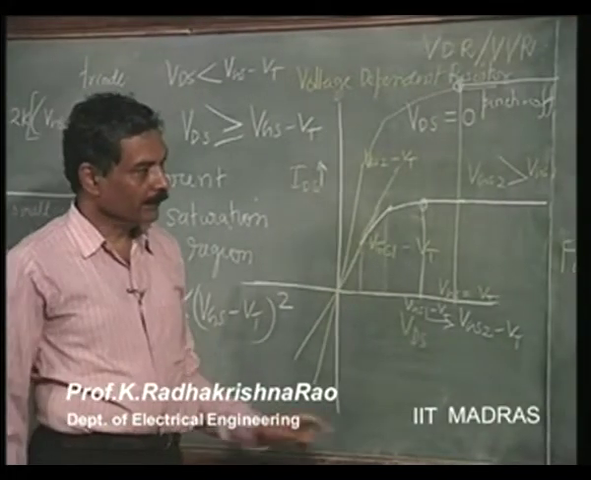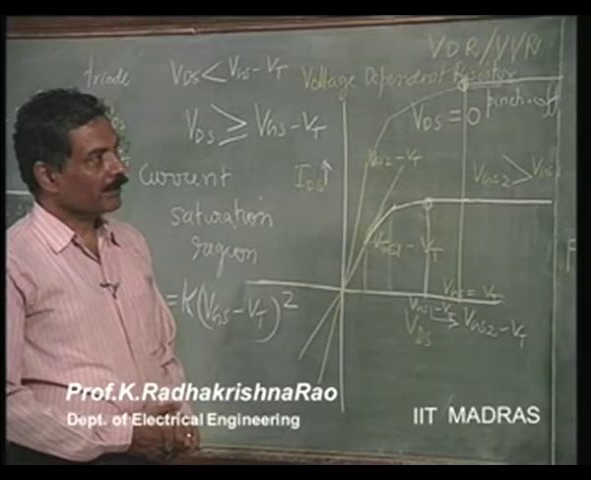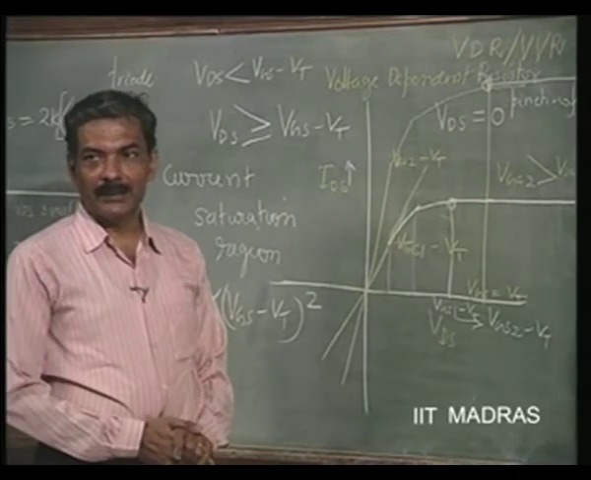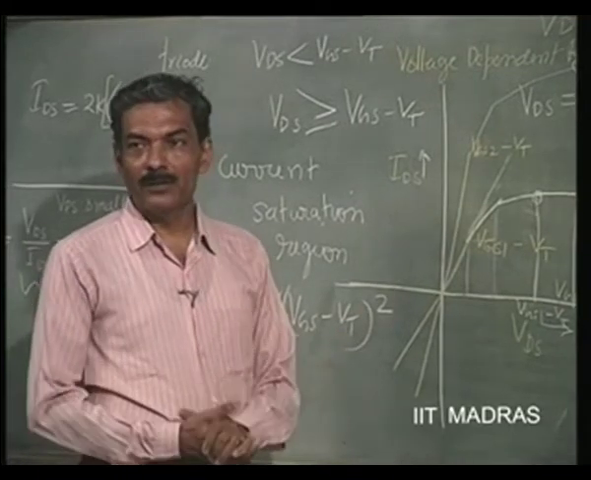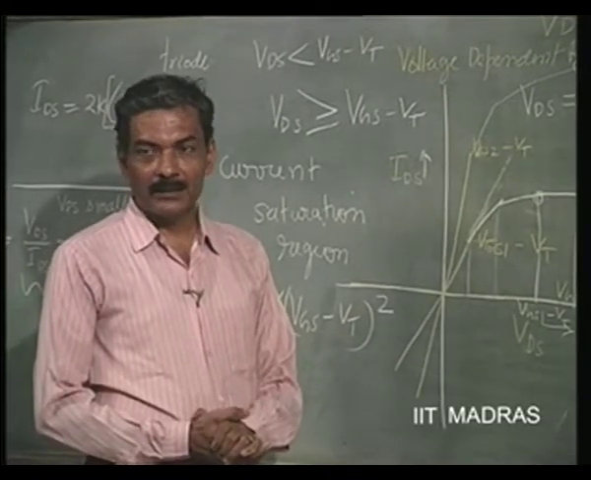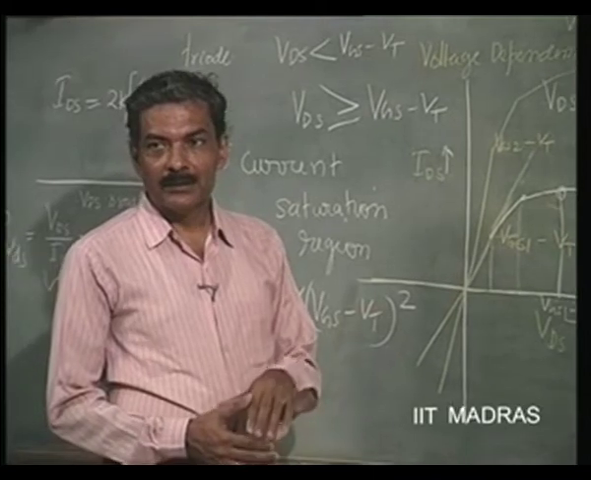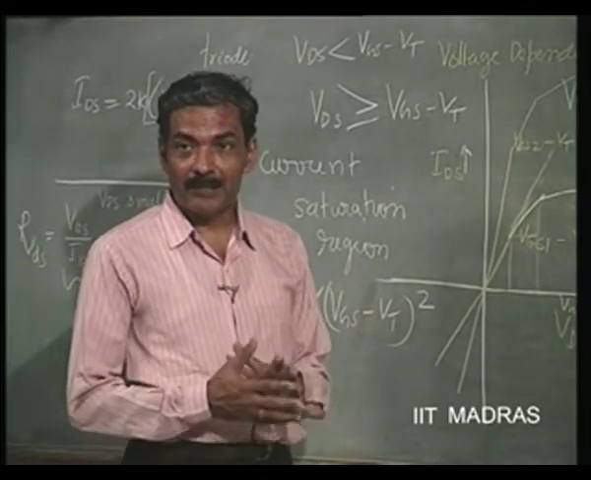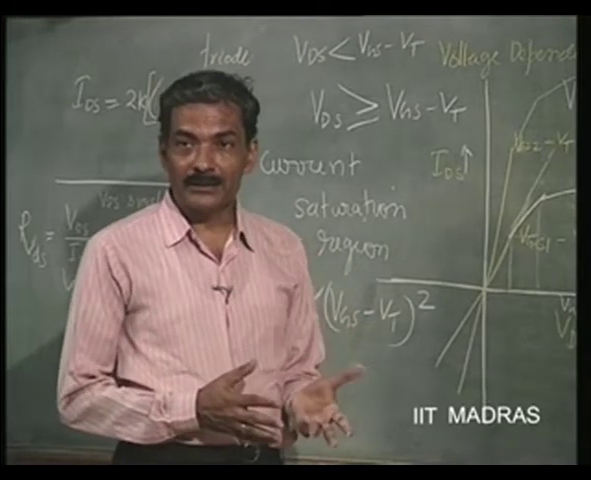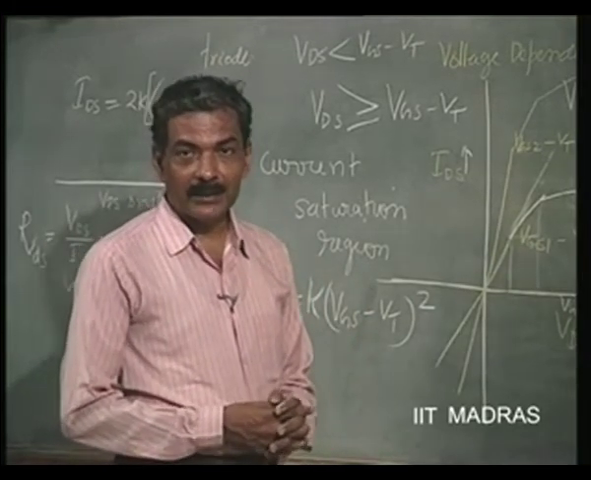So, with this we are somewhat familiar with the MOSFET characteristics. We will see the other types of MOSFETs like P channel MOSFET, okay, enhancement type. Now, there should be another type called depletion type of MOSFET and junction field effect transistors in the next class.